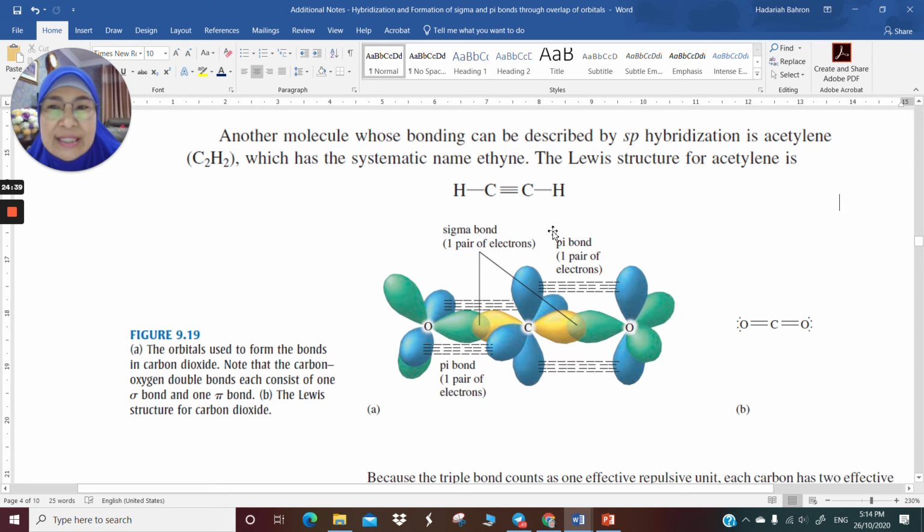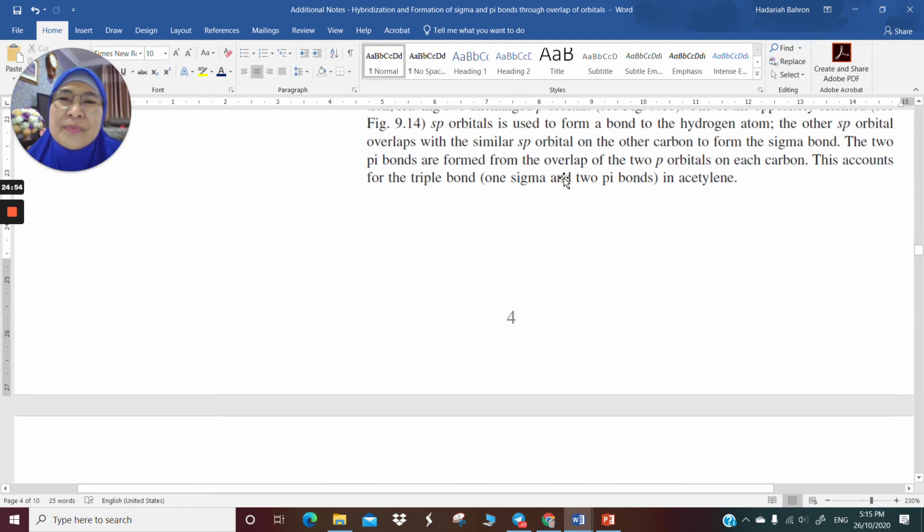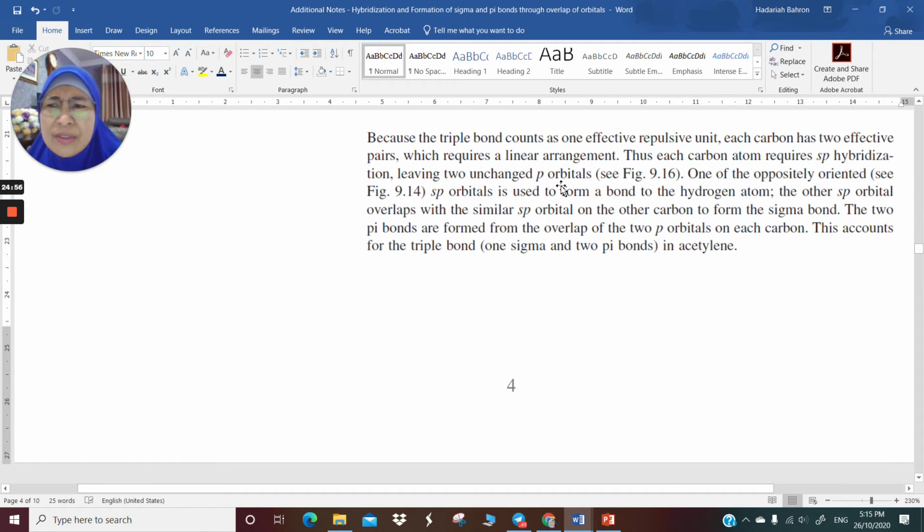When you see linear, straight away your mind will say sp hybridization. It cannot be any other hybridization. It will always be sp hybridization if it is linear. So for ethyne, in Malay, maybe some of you still recall the name etuna, but it's ethyne in English.